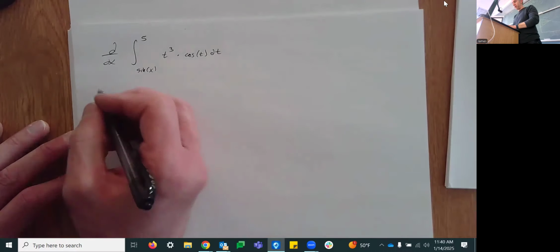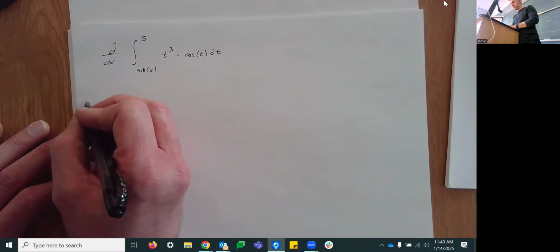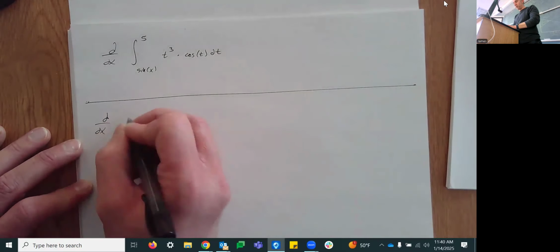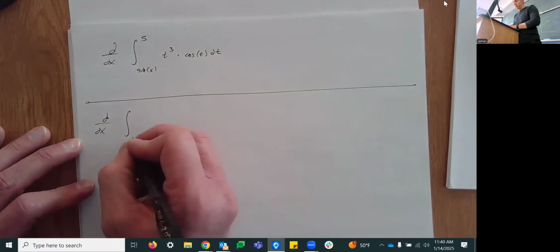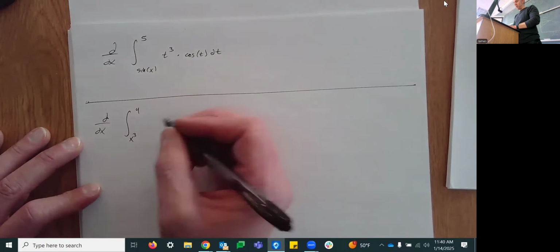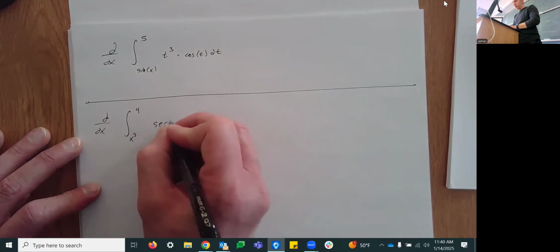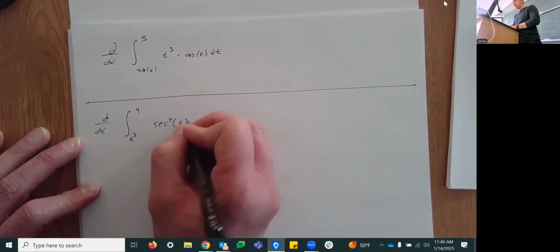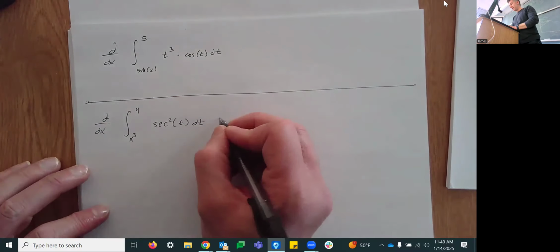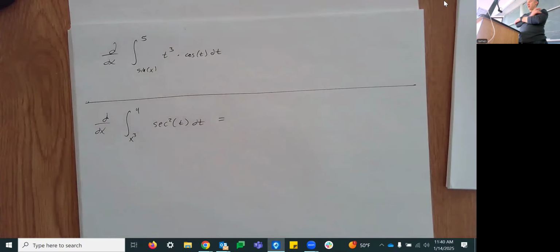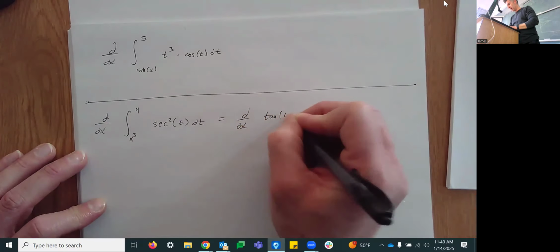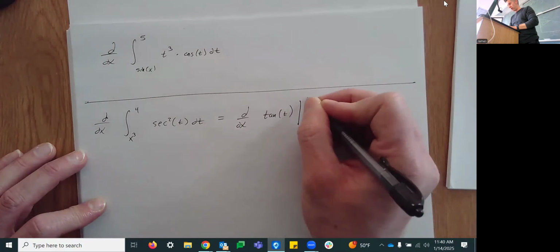Let's say we had an example where we can actually do it the long way. Let's say we have the derivative of the integral from, I don't know, x cubed to 4 of, let's make it easy, James, secant squared of t dt. Time for the long way. What's the antiderivative of secant squared? Tangent. So it's going to be the derivative of tangent of t evaluated from x cubed to 4.